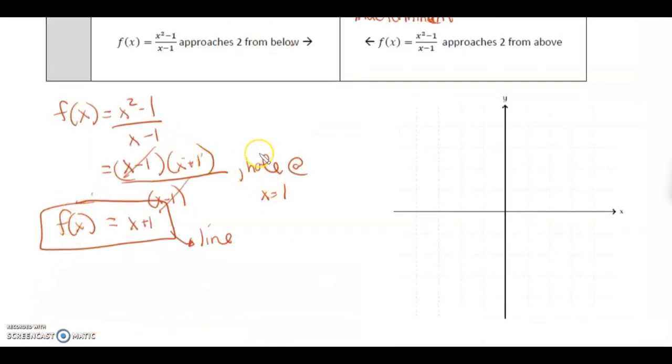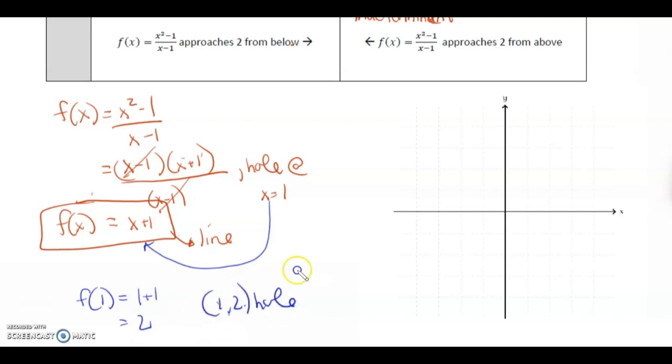So what ends up happening is, if we want to solve for where this hole is, we know it occurs at x equals 1. So if we sub this in, f at 1 equals 1 plus 1, which is 2. Our complete coordinate of the hole is going to be (1, 2). So at (1, 2), there's going to be a hole.